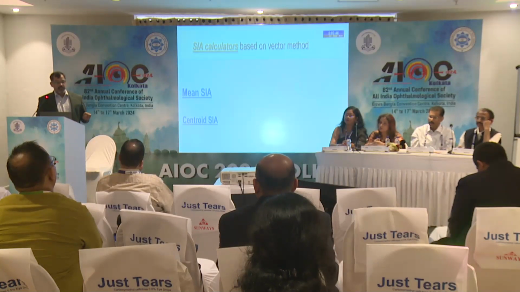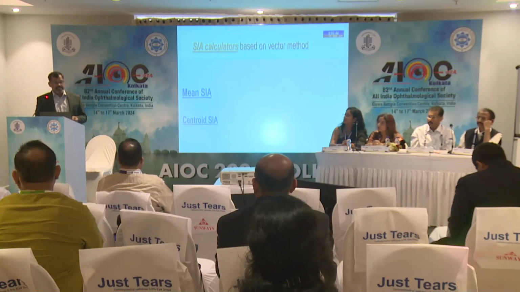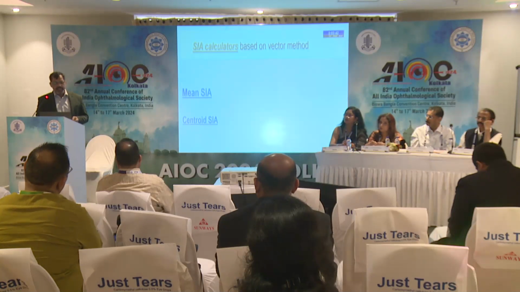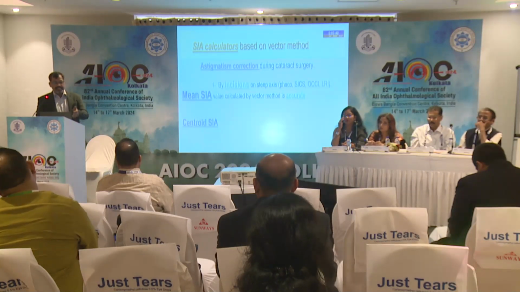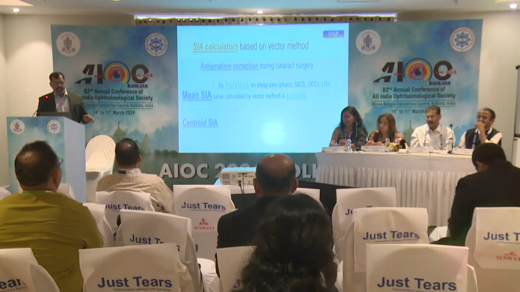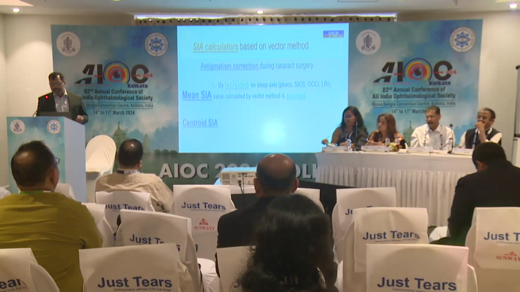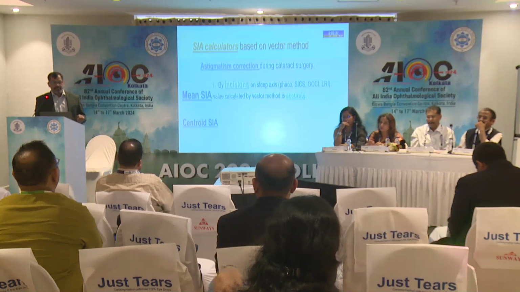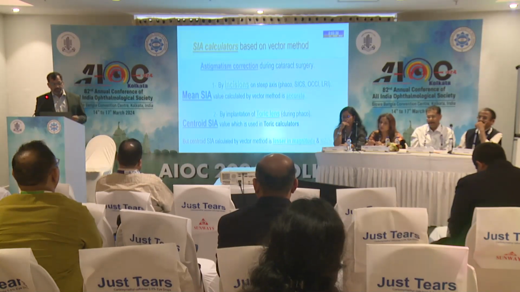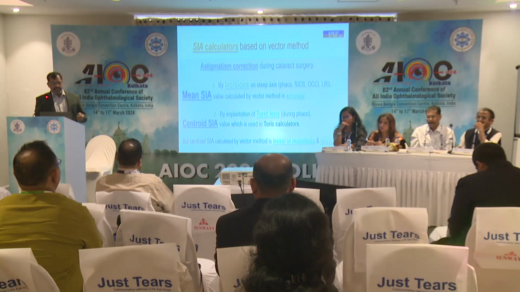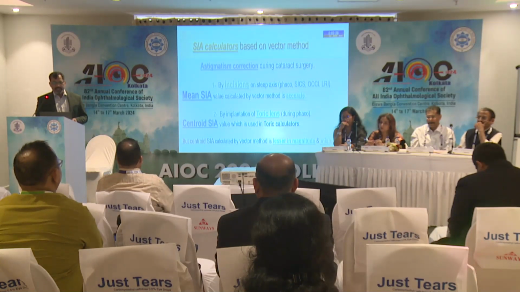The SIA calculators which we have presently measure the mean SIA and the centroid SIA. The mean SIA value is used when we know the mean SIA of our incision; then we can place the incision on the steep axis and reduce the astigmatism. The centroid SIA value is used in the toric calculator, but it is lesser in magnitude and misleading.